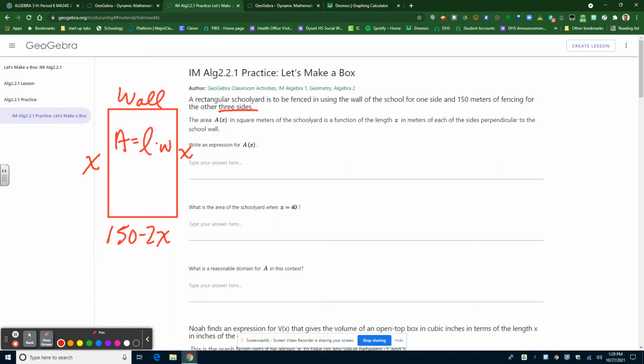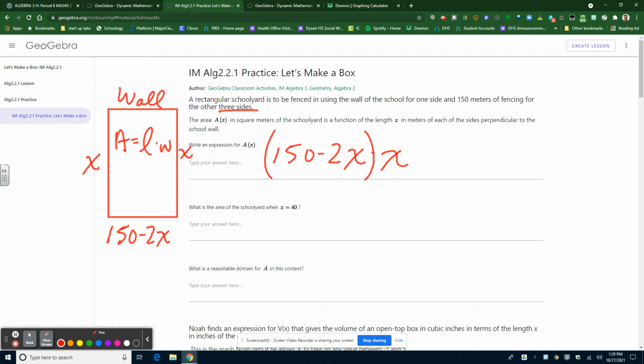So I've got a base here of 150 minus 2x. And I've got a length here of x. Just like that? Not quite, right? What do I need, Derek? And that is your algebraic representation of the area of that particular rectangle.